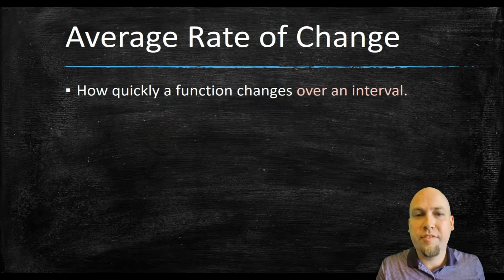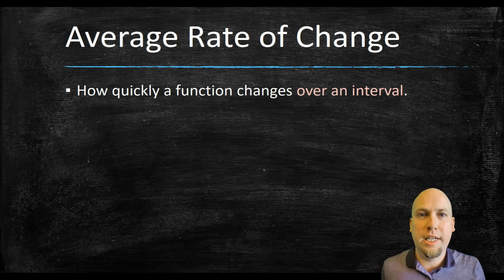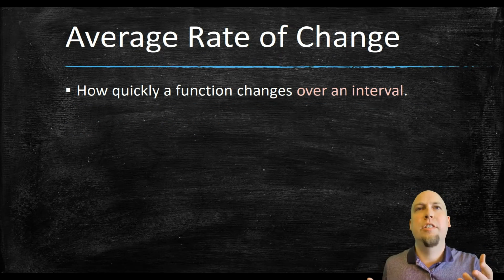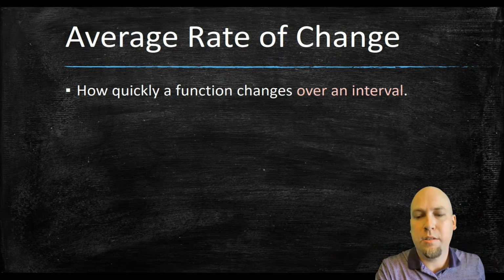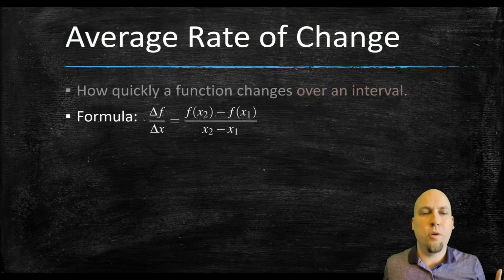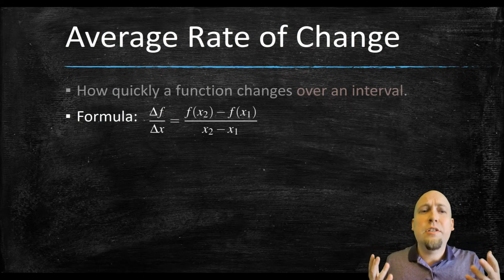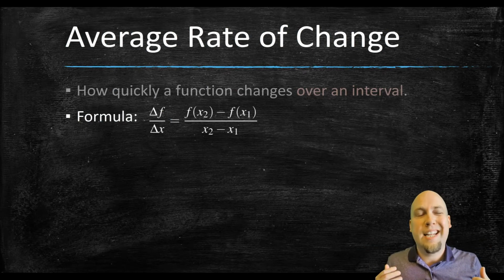Okay, so the first of these, the average rate of change of a function, describes how quickly that function is changing over some interval, from one point to another point. And you may have already seen something like this before. It's the easier of the two rates of change to deal with because it has a very nice formula.